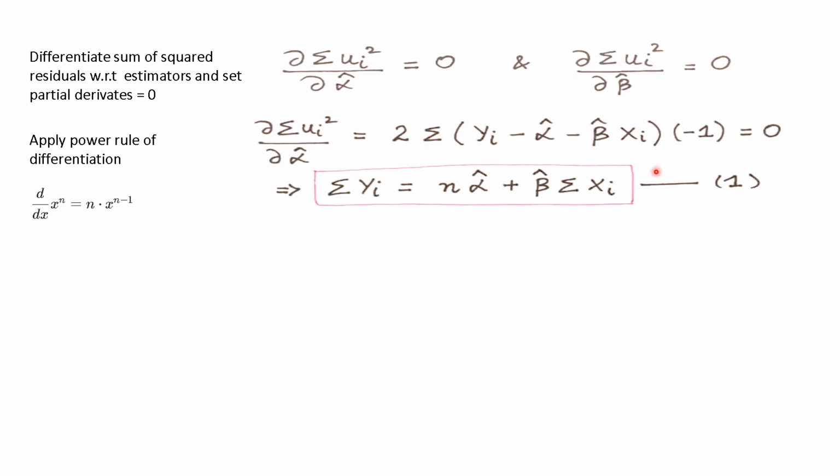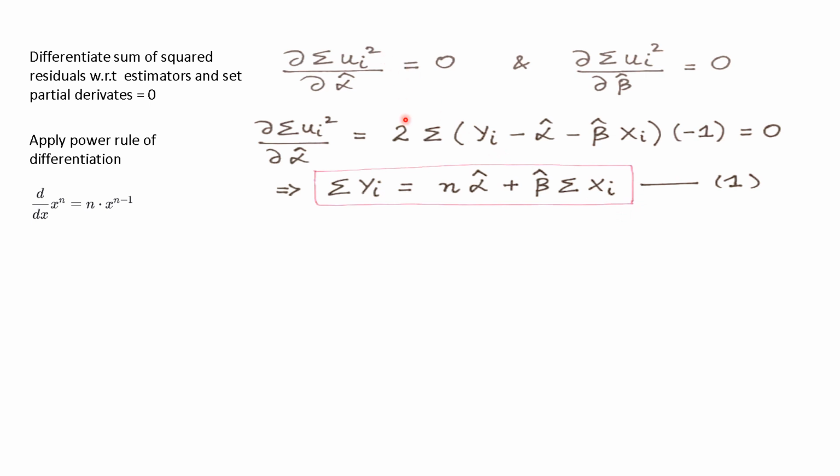So here we have done nothing. We are just applying the power rule of differentiation. You can see here the sum of mu i square. So putting the value of mu i and squaring it up and differentiating it, we'll get this value. And with simple mathematical manipulation, we are getting this equation 1. I hope this is clear. If you know differentiation, this would be very easy for you to calculate, right?